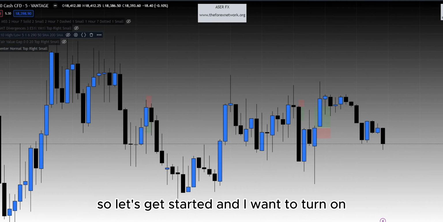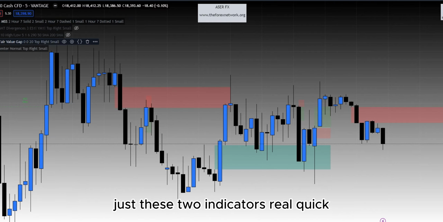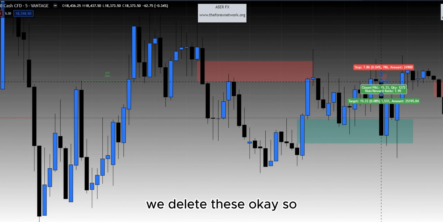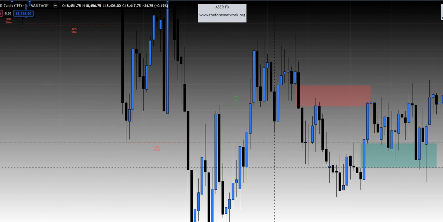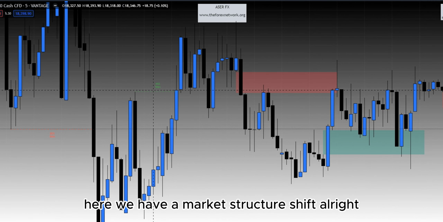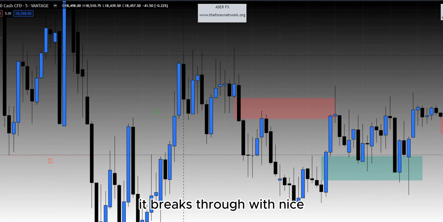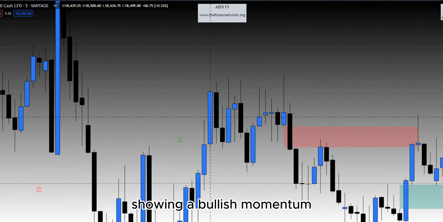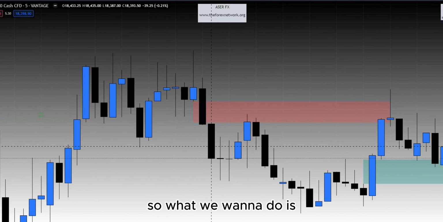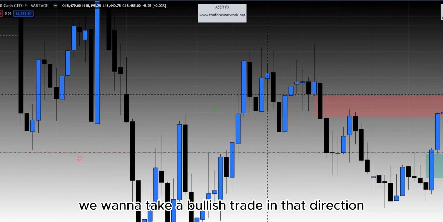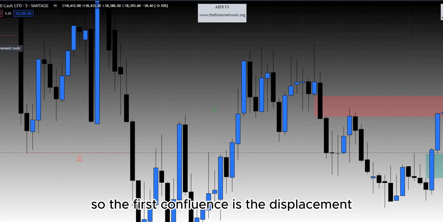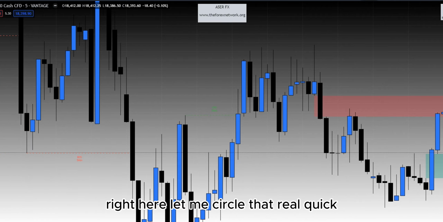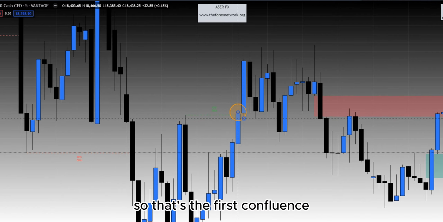I want to turn on just these two indicators real quick, which show me market structure shifts and fair value gaps. Let me delete these. Okay, so here we have a market structure shift. It breaks through with nice, beautiful displacement right there, showing bullish momentum. So what we want to do is take a bullish trade in that direction. The first confluence is the displacement and the market structure shift right here. Let me circle that real quick. So that's the first confluence.